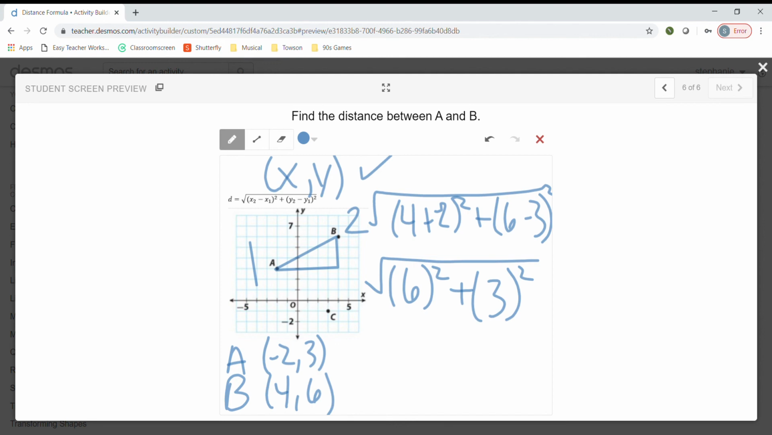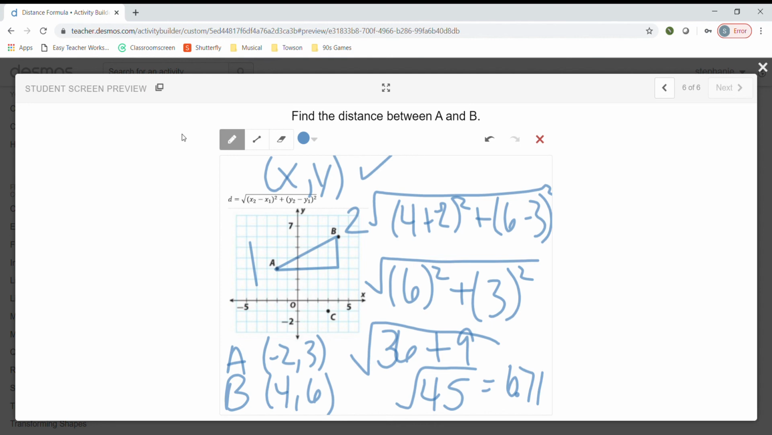So now we just need to do some squaring. So 6 times 6 is 36. 3 times 3 is 9. 36 plus 9 is 45. Square root of 45 is equal to 6.71.